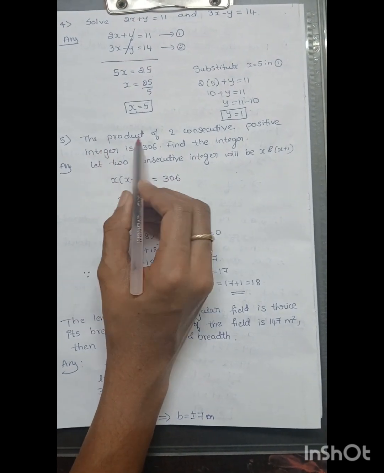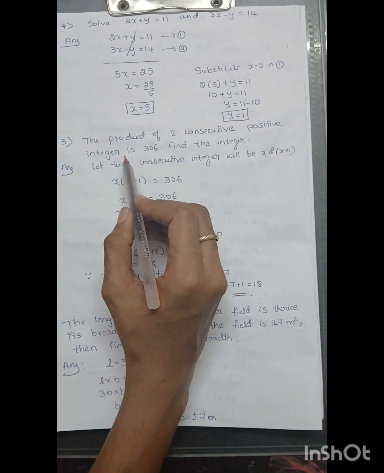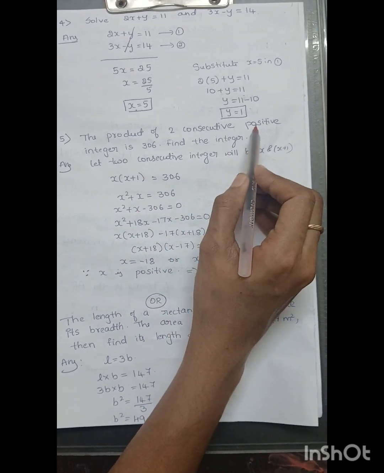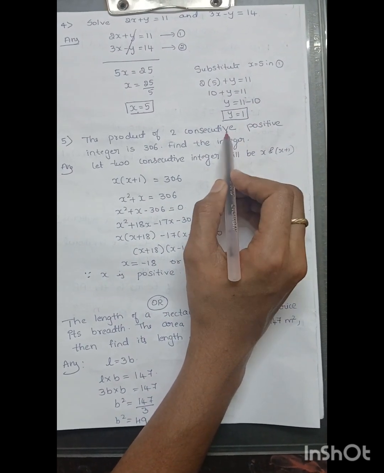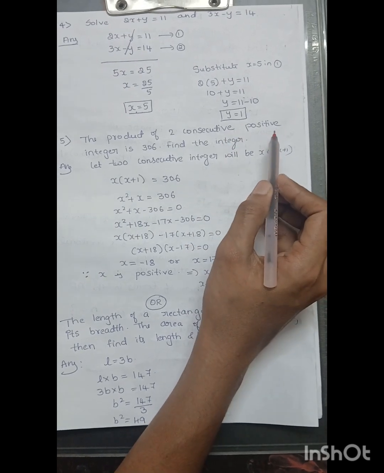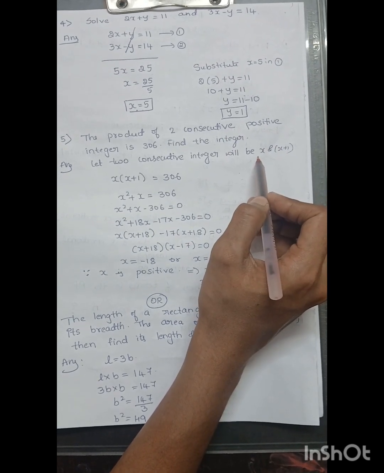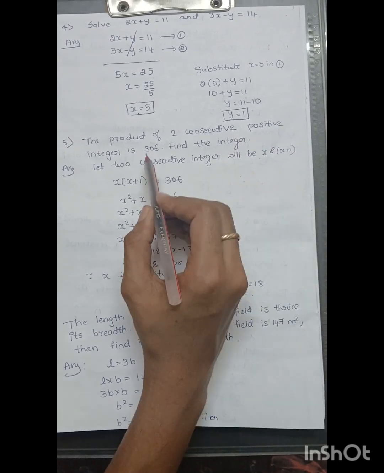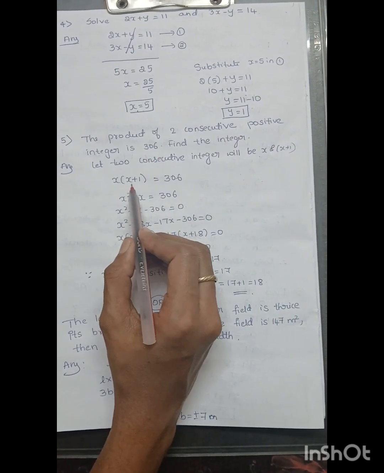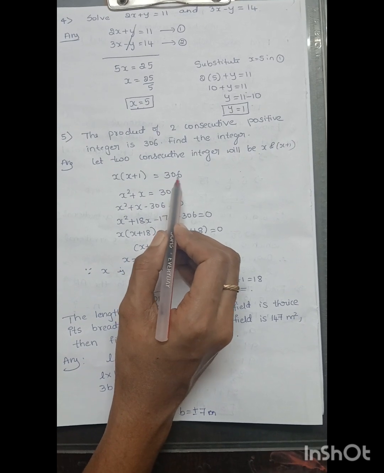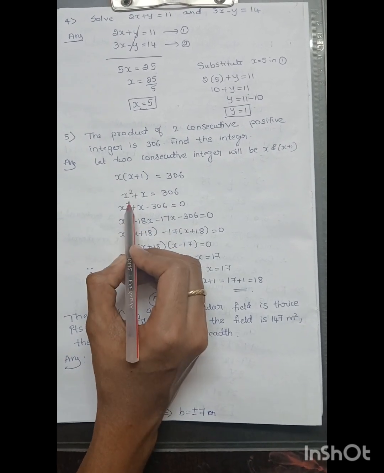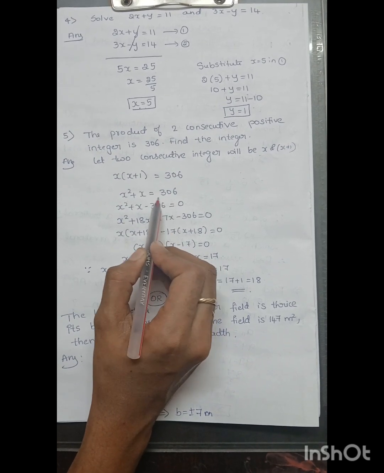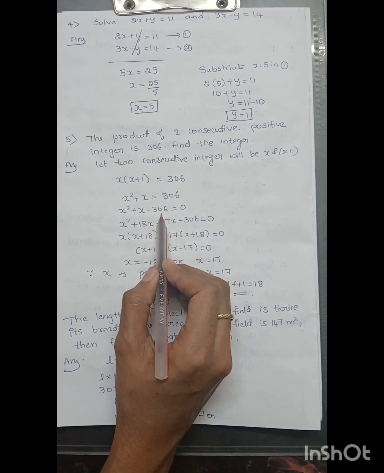Next question, the product of two consecutive positive integers is 306. Find the integers. Consecutive positive integers means the integers come one after another. So if I take one integer as x, then the other integer becomes x plus 1. Here it is given the product is 306. So x into x plus 1 is equal to 306. So x into x is x square, x ones are x, equal to 306. 306 transposed to this side becomes minus 306.